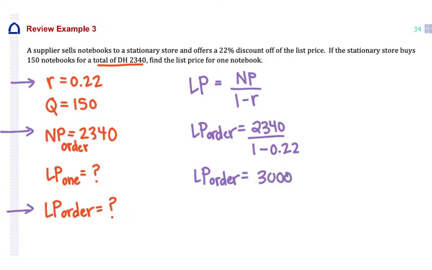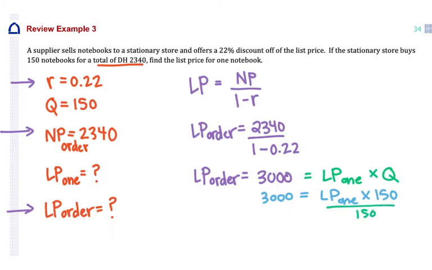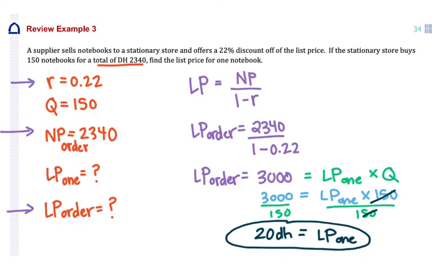But remember, the list price for the whole order is just the list price for one item times the quantity. So let's plug in everything we have now. 3,000 equals the list price for one item times the fact that we ordered 150 items. So we can rearrange all of this and divide both sides by 150, and that will give us the list price for one item being 20 dirhams. Okay, that was lesson 3.1.